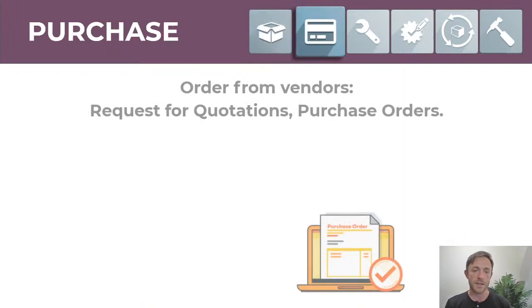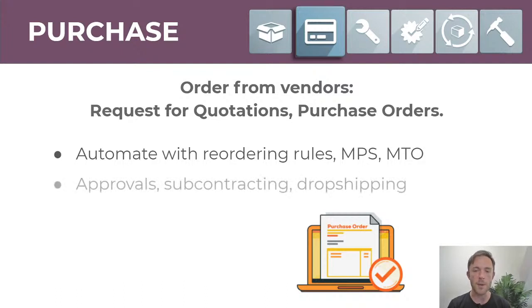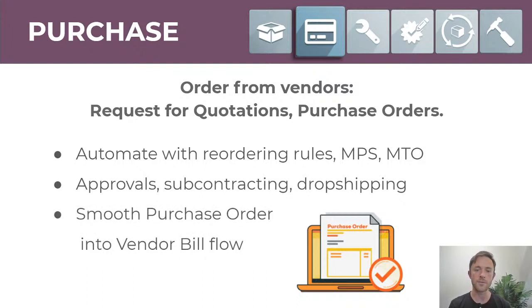The purchase app, it's a lot like our sales app, except you use it to buy things from suppliers using RFQs and purchase orders. A lot of the strength comes from how you can automate the creation of RFQs and POs using automated reordering rules, the master procurement schedule, or just-in-time make-to-order triggers. So the automation into how these things get made is important. Other popular features, approval levels, the ability to do subcontracting, drop shipping, they're all there. And then the way it flows into accounting, by having vendor bills get created from purchase order, that's really essential too.